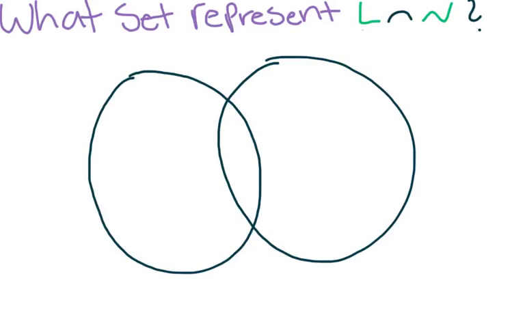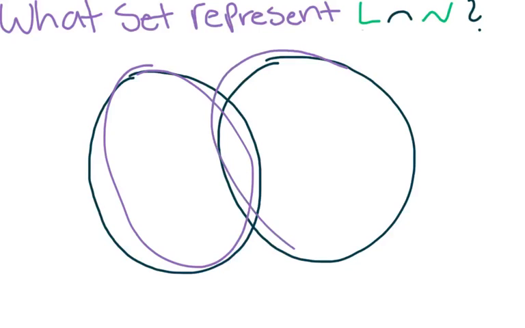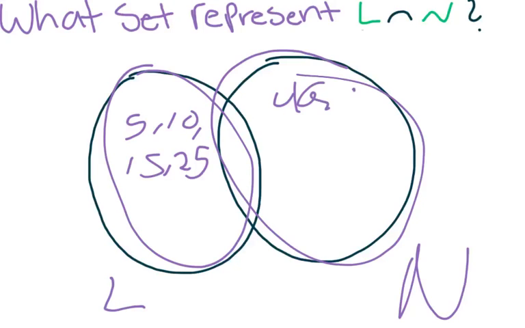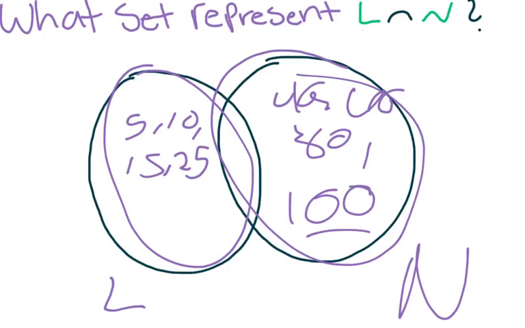What set represents L intersecting N? If we use a Venn diagram, this circle right here represents L, and this circle right here represents N. So now we put 5, 10, 15, and 25 in the circle right here. And then over here on N we write 40, 60, 80, and 100. And we put 20 in the middle.